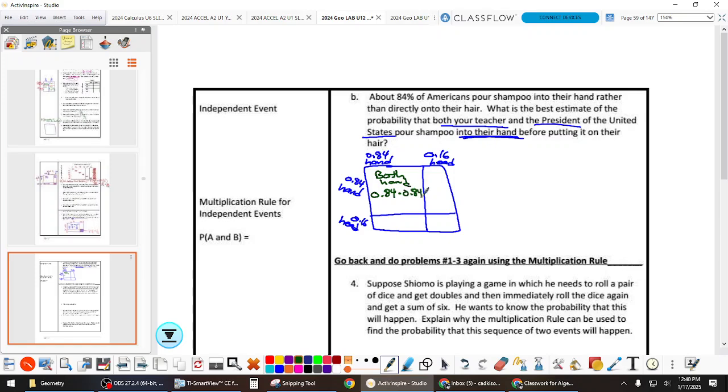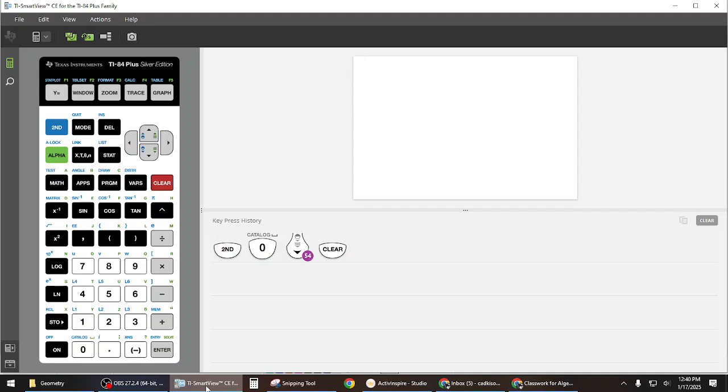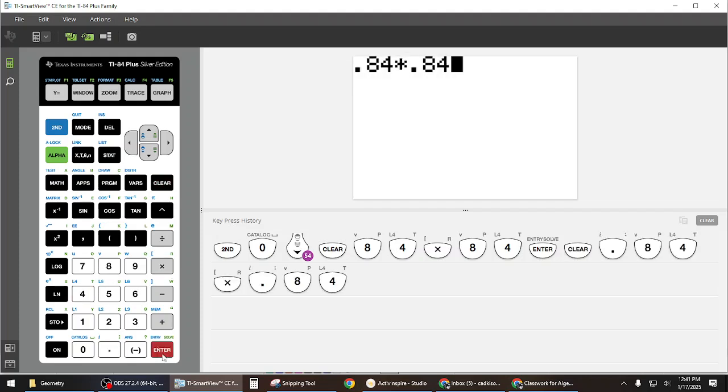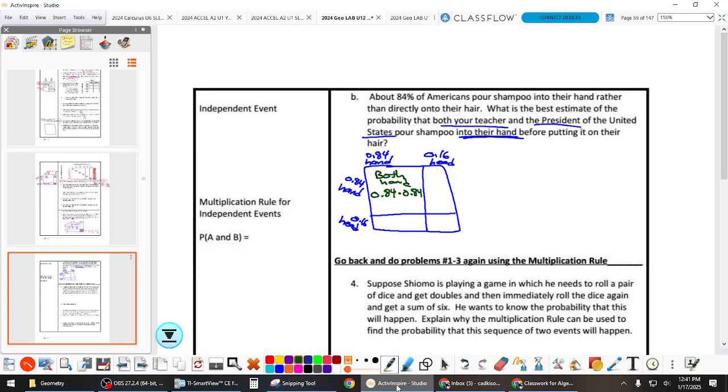Times 0.84. What if you did this with, instead of converting to a decimal, if you just did 84 times 84? You see how that would look weird? You could probably interpret what that actually means, but I think it's better to do a decimal. When we're multiplying with percentages, let's convert to a decimal first. And then we know it's 70.56%. It makes more sense that way.